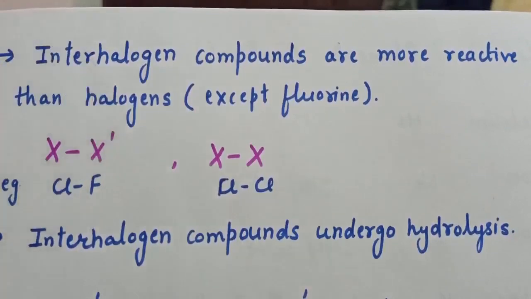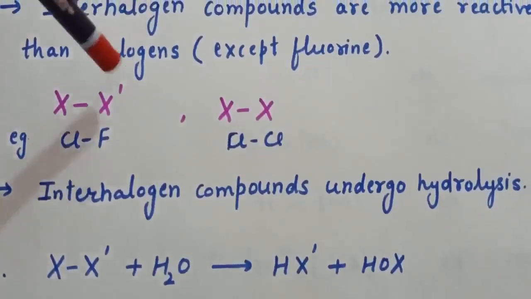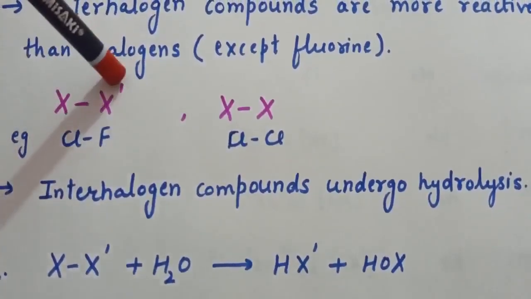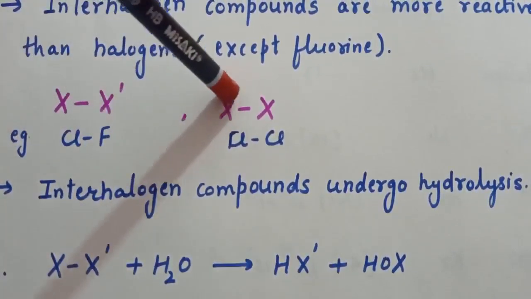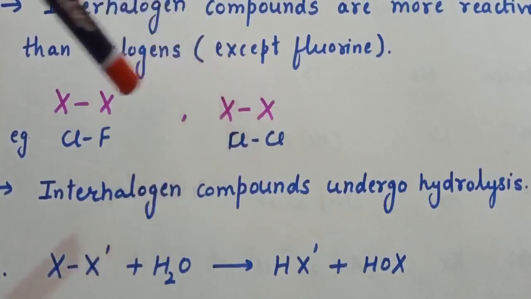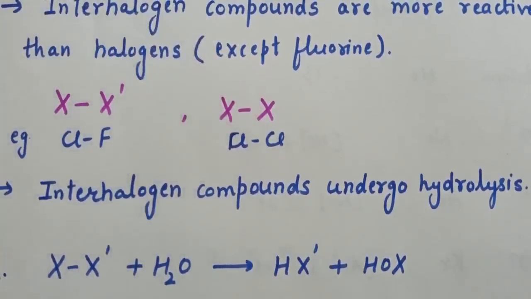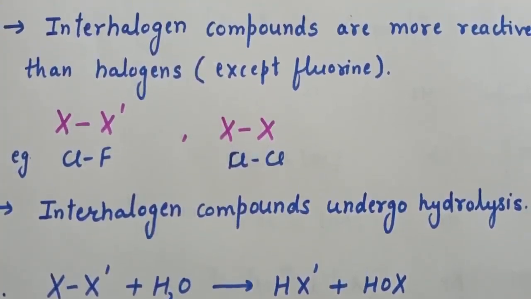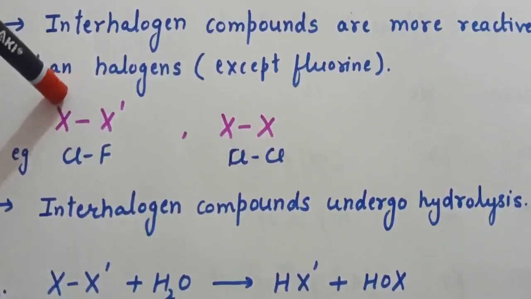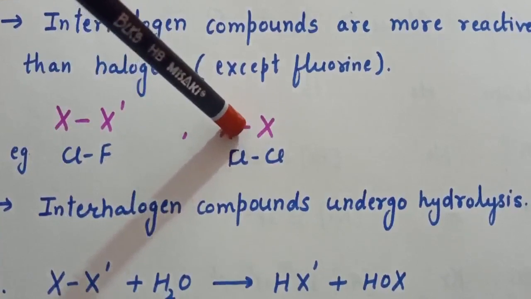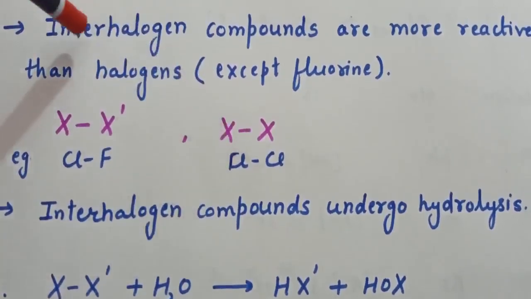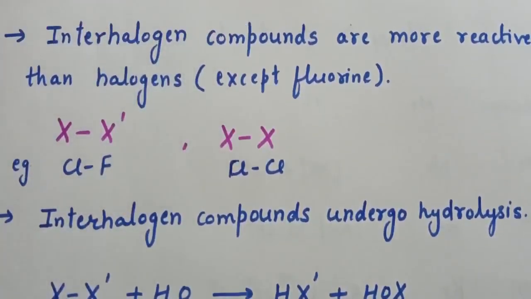So this is our interhalogen compounds XX dash, where X and X dash are different, and here we have X2, where both X are the same. Now interhalogen compounds are more reactive because the XX dash bond in interhalogen is weaker than the XX bond in halogens, and that is why interhalogen compounds are more reactive.